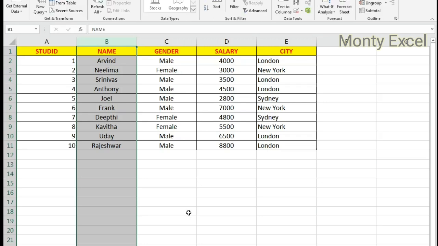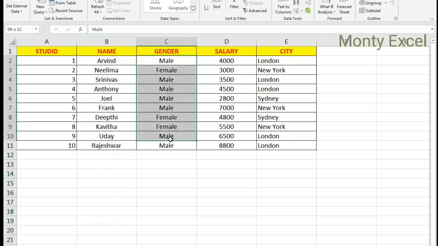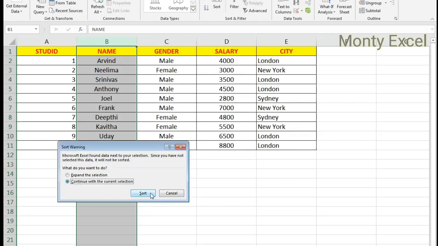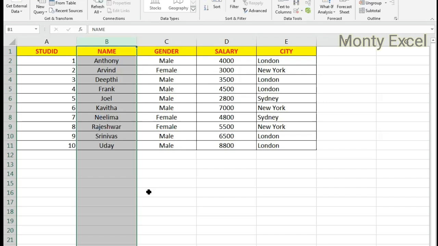I went to Data, sorry, and selected this name column because it's not properly aligned. Deepthi should be after Arvind, Anthony should come after Arvind, and Nilima should be somewhere last. It should go A, then D, then F, something like J. Kavita is last and S is before, so this is not in order. Even if I want to order this ascending or descending, all males will come first, or females will come first. Let me see how it works. I'll go for A to Z with the current selection and sort. Anthony, Arvind, Deepthi, Frank, Joel. Simply like that, I could sort it.